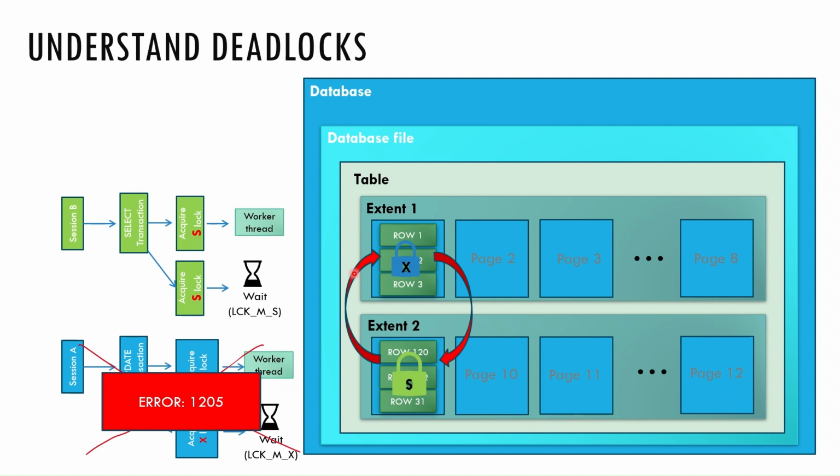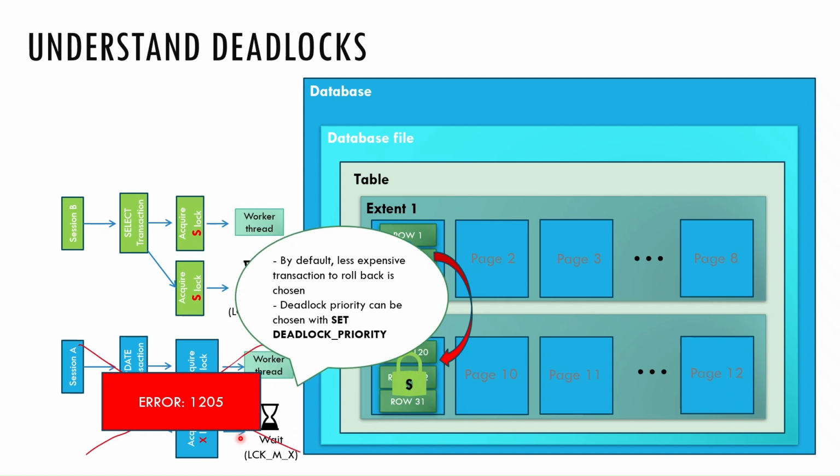So, how is a victim chosen? SQL Server chooses as the deadlock victim the session running the transaction that is least expensive to roll back. Alternatively, you can specify the priority of sessions in a deadlock situation using SET DEADLOCK_PRIORITY, of course. Deadlock priority can be set to low, normal, or high. In this case, the low priority session is killed. Now we understand what a deadlock is and how it is handled by SQL Server.